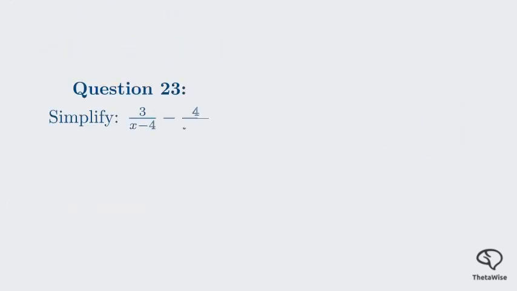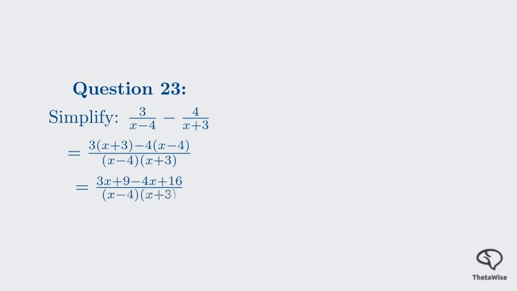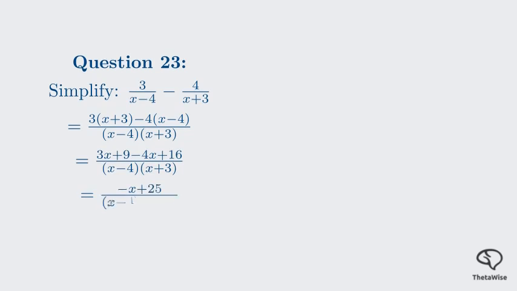Question 23 asks us to write 3 over (x minus 4) minus 4 over (x plus 3) as a single fraction. To subtract fractions, we need a common denominator, which is the product of the two denominators. Expand the numerator. 3 times x is 3x, 3 times 3 is 9. Then -4 times x is -4x, and -4 times -4 is positive 16. Combine like terms. 3x minus 4x is -x, and 9 plus 16 is 25.